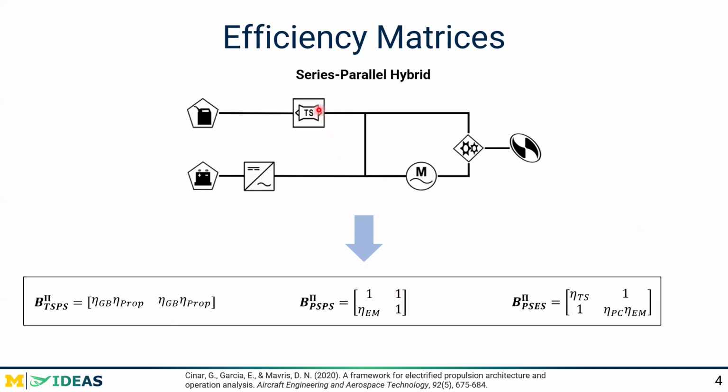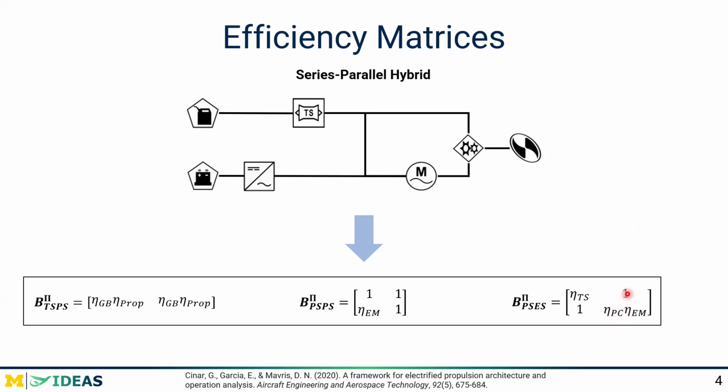So the upstream component that the turboshaft engine encounters is the electric motor. So that's why we have the electric motor efficiency down here in the 2-1 entry. And then going from power sources to energy sources, the upstream component for the fuel is the turboshaft engine, which is why its efficiency is here. And then from battery, we have the power converter and the electric motor upstream, which is why we have both of those efficiencies here.